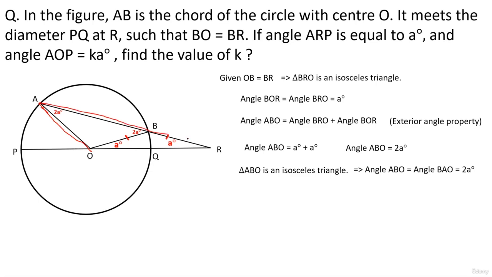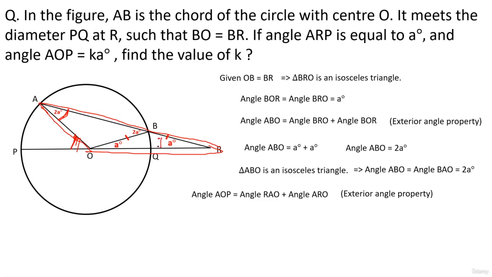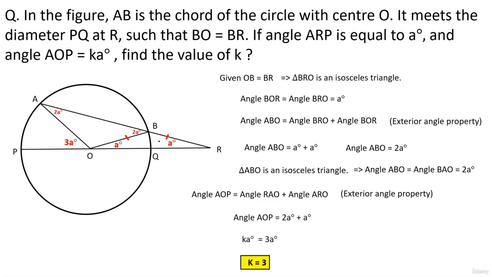Now, if you observe carefully again, for the big triangle AOR, I'm talking about this triangle here, guys. For this big triangle AOR, AOP is the exterior angle, right? So AOP will be equal to angle RAO plus angle ARO, right? So angle AOP will be nothing but 2A plus A, which is 3A degrees. If angle AOP is 3A degrees, we have been given angle AOP as KA degrees. If you compare, A and A get cancelled out, the value of K comes out to be equal to 3.